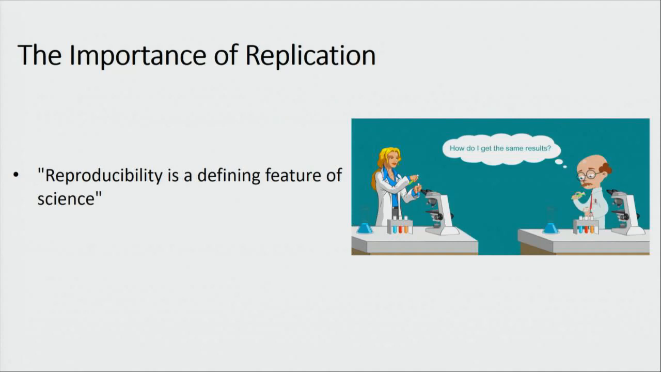This summer, as Jake said, we set out to replicate a paper that investigated racial bias in police use of force. So replication is very important. To quote the Open Science Collaboration, reproducibility is a defining feature of science.